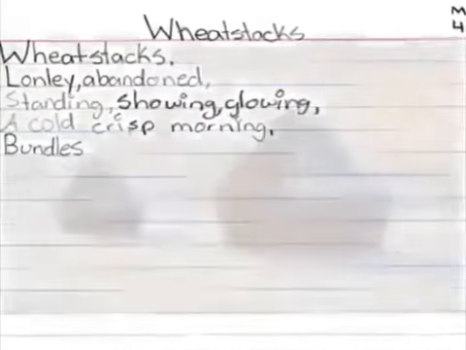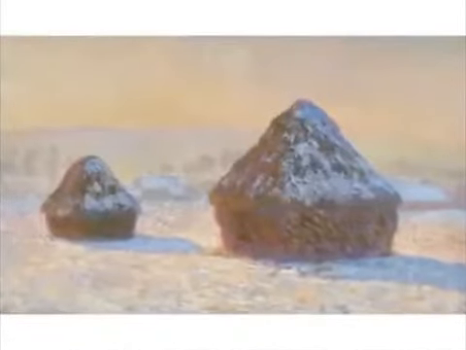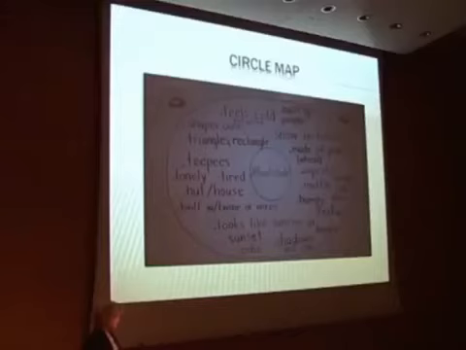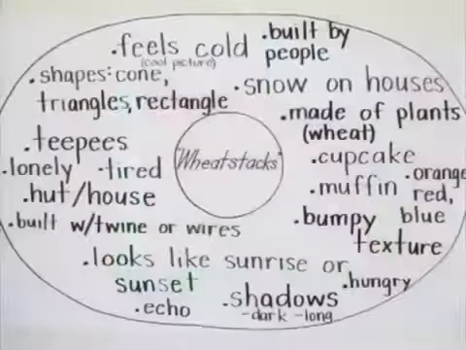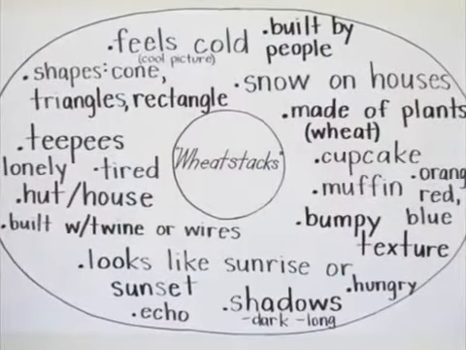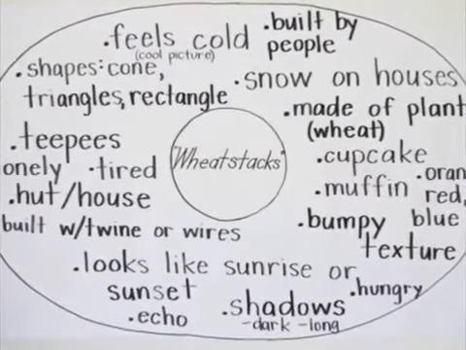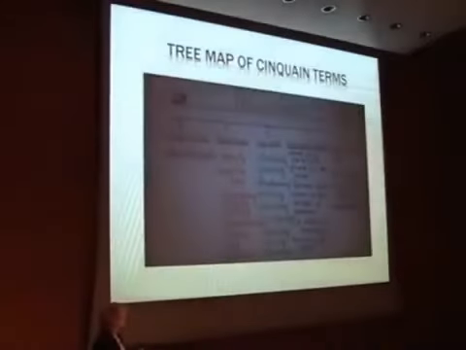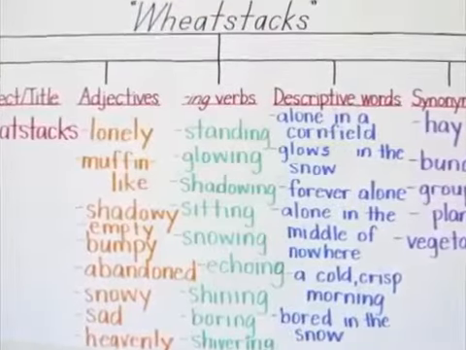They came up with a lot of really neat observations. They thought it might look like a teepee. Others thought it looked like a cupcake or a muffin. And I asked them, well, how does it make you feel? So you'll see feeling words like it feels cold. Then we took all those terms and we created our tree map to get them ready to write their cinquain poem.